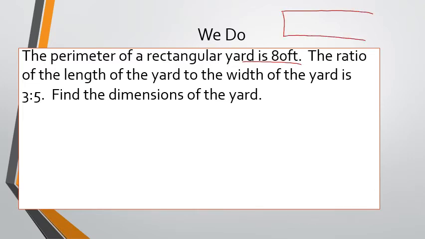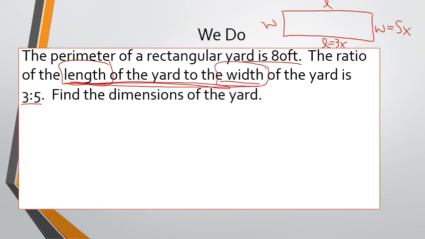The perimeter of a rectangular yard is 80 feet. So again, we have a length and we have a width, right? 2 L's and 2 W's. The ratio of the length to the width of the yard is 3 to 5. So my picture is going to look a little weird because of the way I drew it, but that means that L is going to be 3x and W is going to be 5x. Again, the length is first here, written out in words, and width was second. So it means when I have my ratio written there, length is first and width is second. So L is 3x and W is 5x.